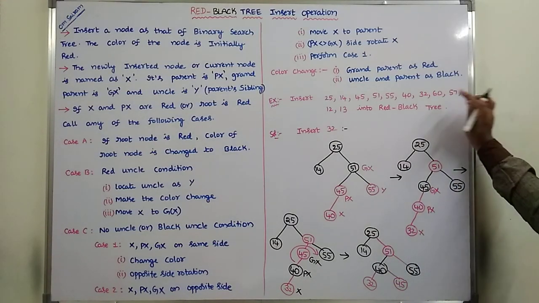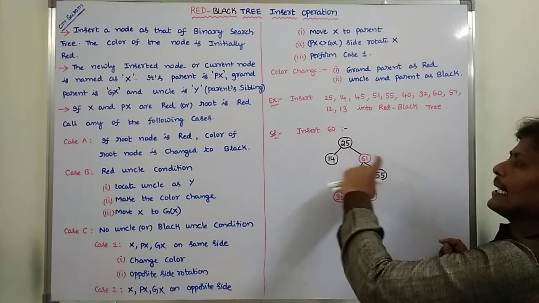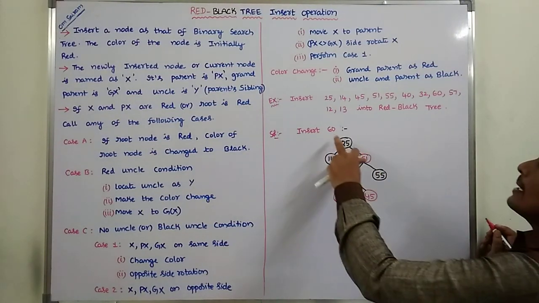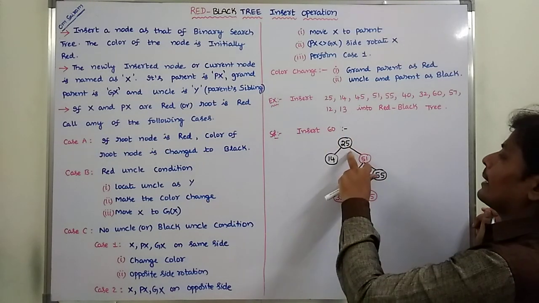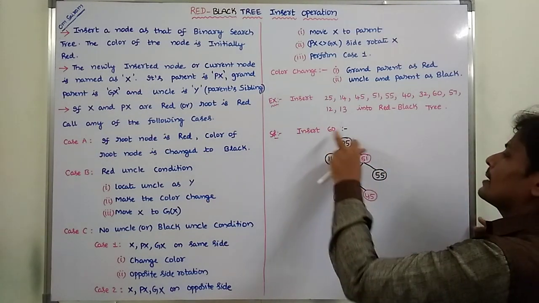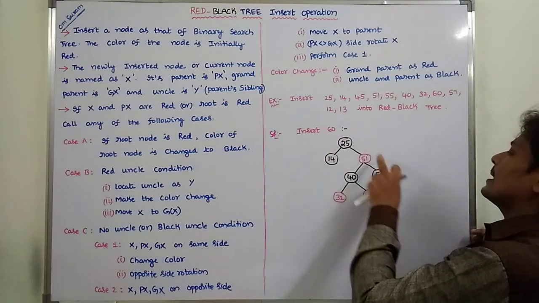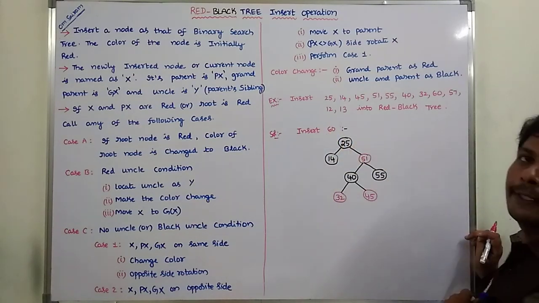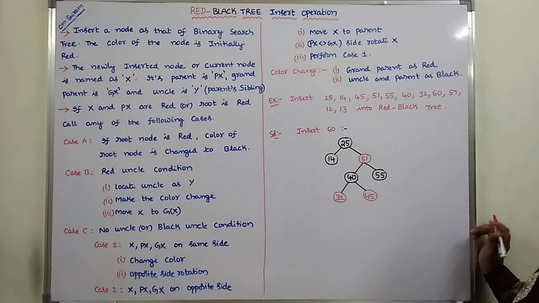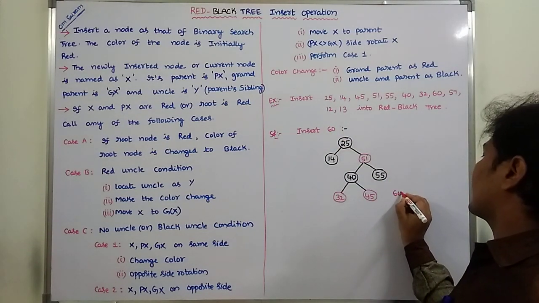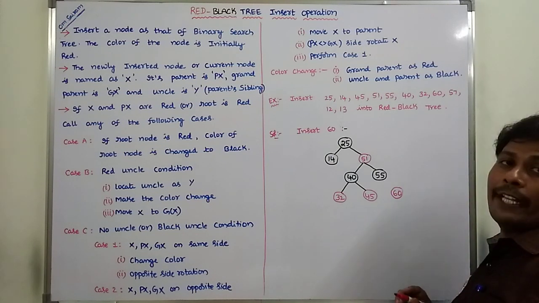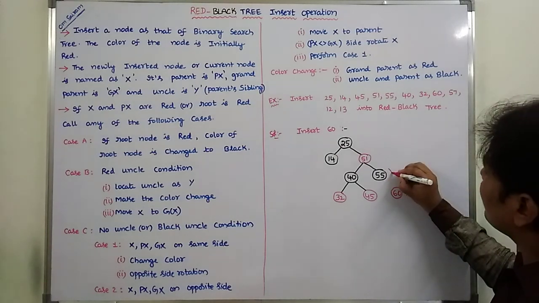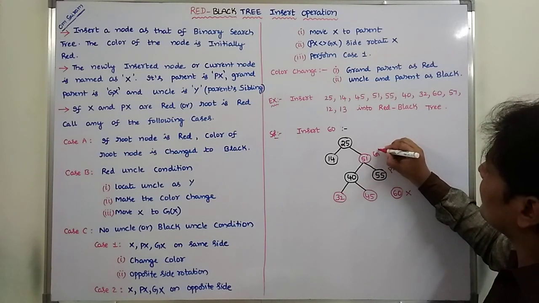Okay, now we go for inserting. Before inserting 60, this is the red black tree we are getting. Now insert 60. Now 60 is compared with 25. 60 is greater than 25, then go to the right hand side. 60 is compared with 51. 60 is greater than 51, go to the right hand side. Here 60 is compared with 55. 60 is greater than 55. So we are inserting 60 to the right hand side of 55. This node can be treated as X, and its parent is Px and its grandparent is Gx.